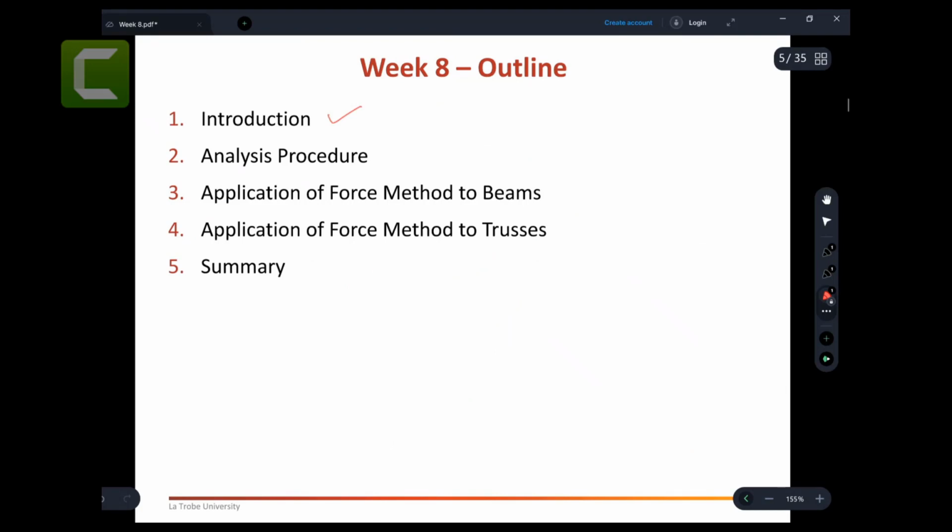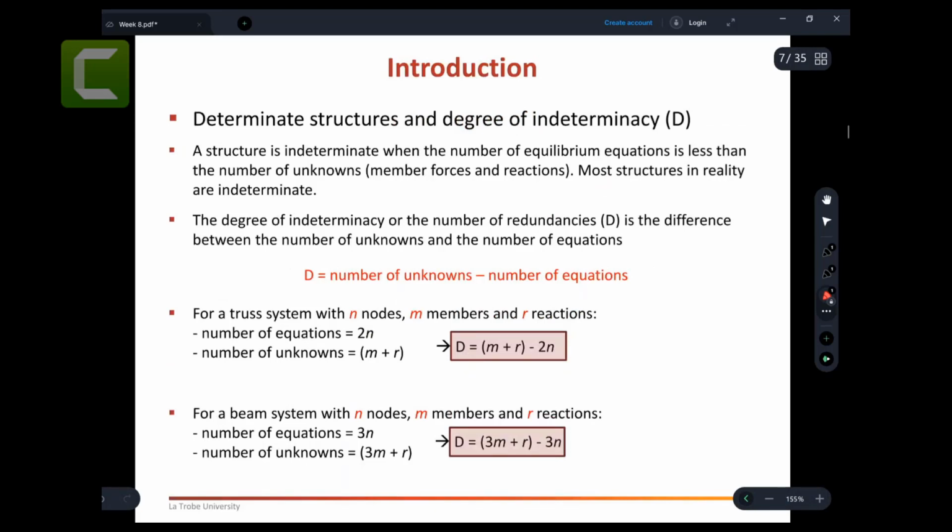Force methods: some quick introductions, how the method works. Then I will give you the step-by-step procedures to solve these examples. Then we will take examples based on these force methods for the beam and truss. And then finally we will summarize in the 2 hours. So let's introduce these methods: determinate structures and degree of indeterminacy.